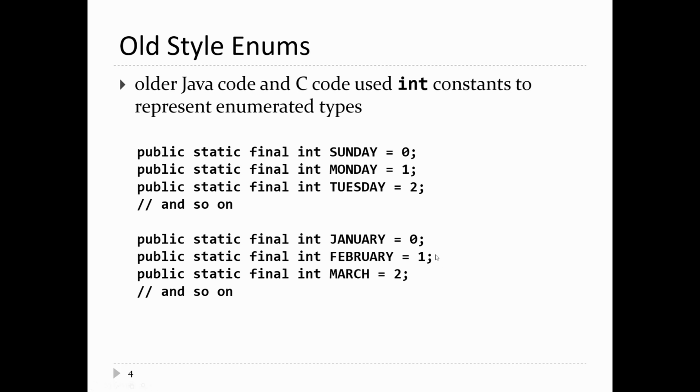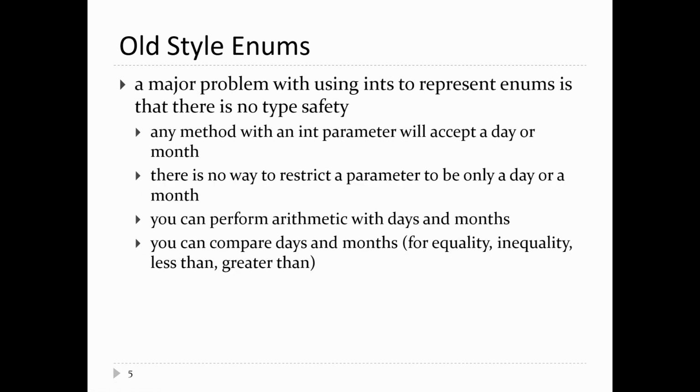Now you might go ahead and do the same thing for the months of the year. So January we might have as month 0, February month 1, and so on and so forth. And for a long time, this worked. Well, this is workable. It's workable. Now, the problem with doing this is that there's no type safety.